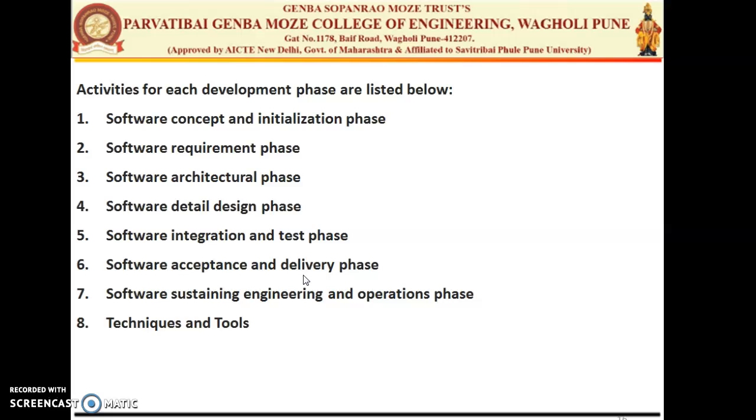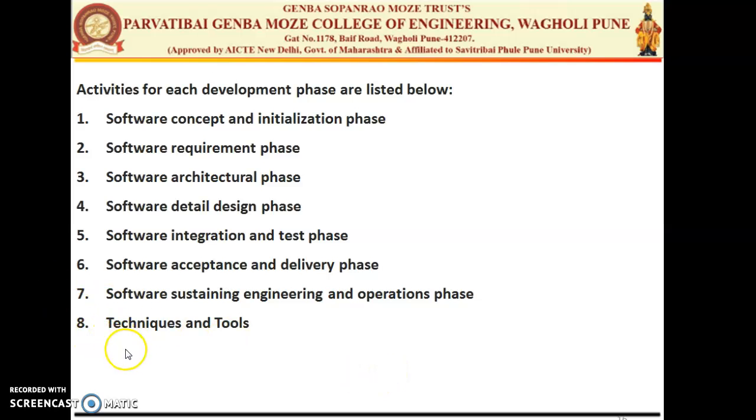The next comes software sustainable engineering and operation phase. In this, mini development cycles take place to improve the product. So maintenance is done under the software sustainable engineering and operation phase, where the mini development takes place for correction and improvement of your product. Once the product is delivered, if there is some correction, then we need to apply the sustainable engineering and operation phase for the quality assurance.